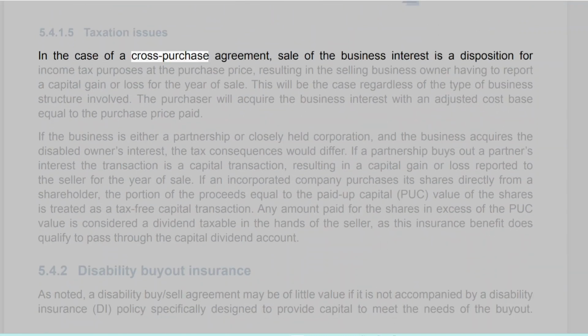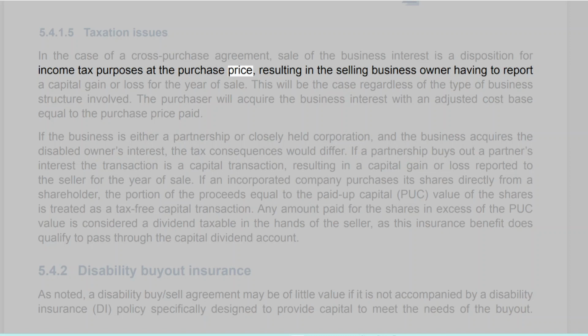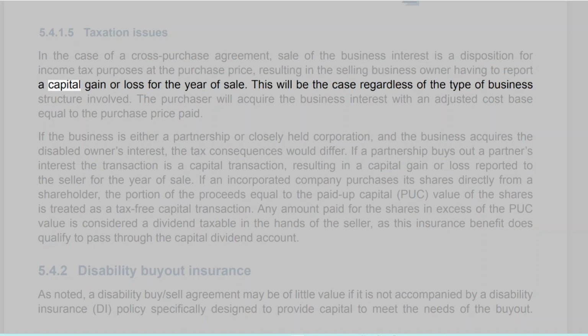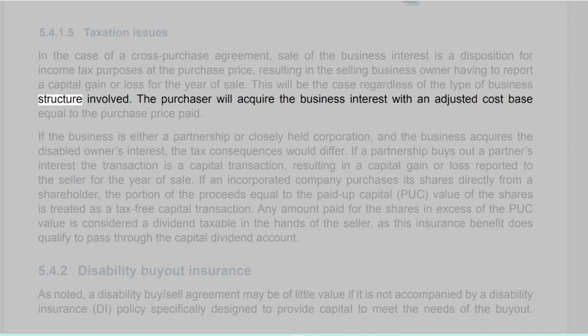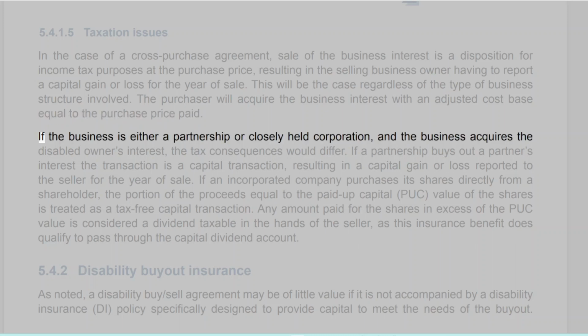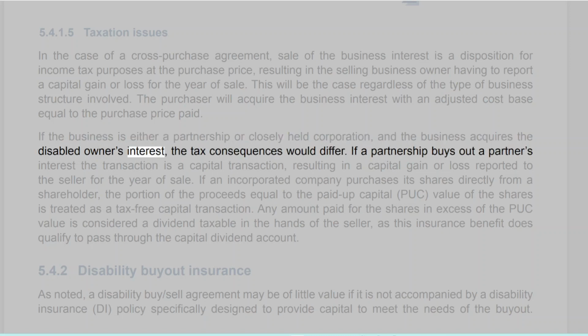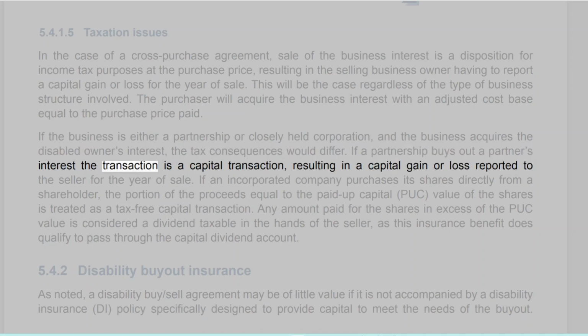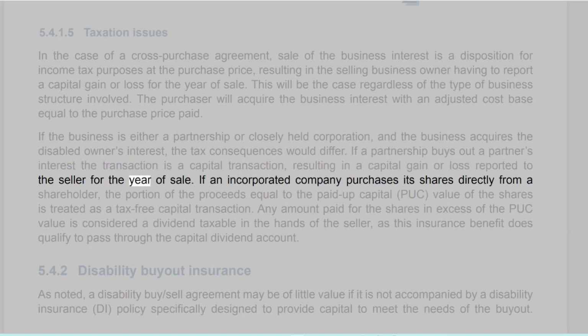In the case of a cross-purchase agreement, sale of the business interest is a disposition for income tax purposes at the purchase price, resulting in the selling business owner having to report a capital gain or loss for the year of sale. This will be the case regardless of the type of business structure involved. The purchaser will acquire the business interest with an adjusted cost base equal to the purchase price paid. If the business is either a partnership or closely held corporation, and the business acquires the disabled owner's interest, the tax consequences would differ. If a partnership buys out a partner's interest, the transaction is a capital transaction, resulting in a capital gain or loss reported to the seller for the year of sale.